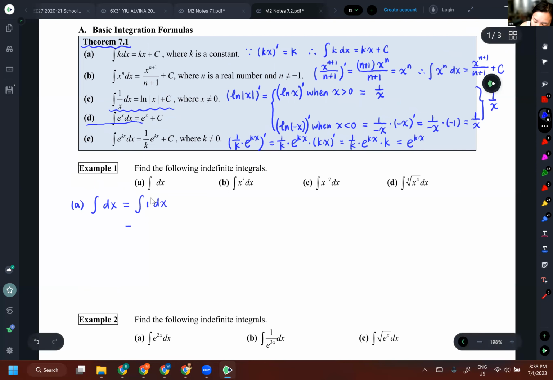So the answer is 1x, so x plus c. That's it. I apply formula A. The second one, integrate x^5 dx. For this one, I will apply formula B, but here n is equal to 5. So I will do x^(5 plus 1), 5 plus 1, and then the answer is x^6 divided by 6.